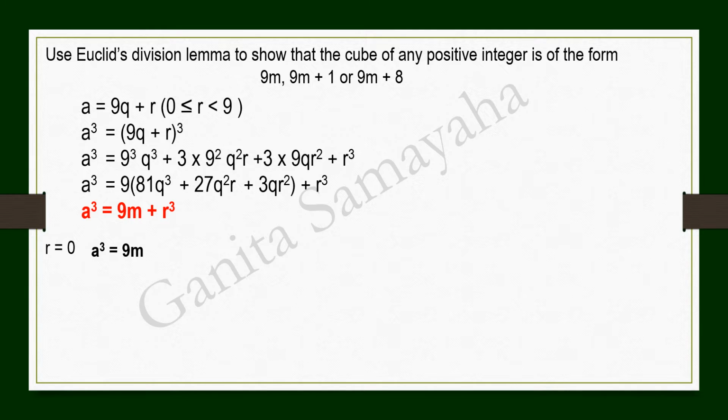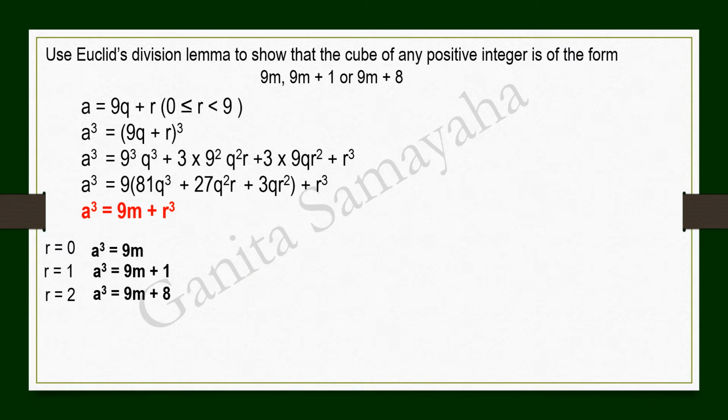Next, r is equal to 1. Then what happens to a cube? 9m plus 1 cube, which is nothing but 1. So the next is also clear now. We are happy. Next, r is equal to 2. So a cube will become equal to 9m plus 2 cube, 8. See, we have got the first 3 either in the form of 9m or 9m plus 1 or 9m plus 8. We are happy, isn't it children?